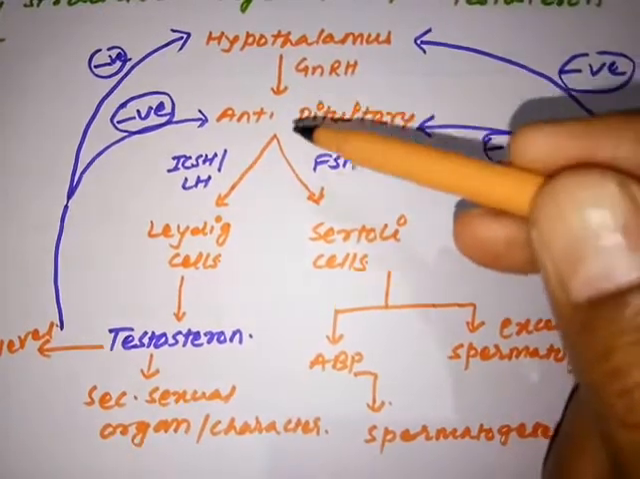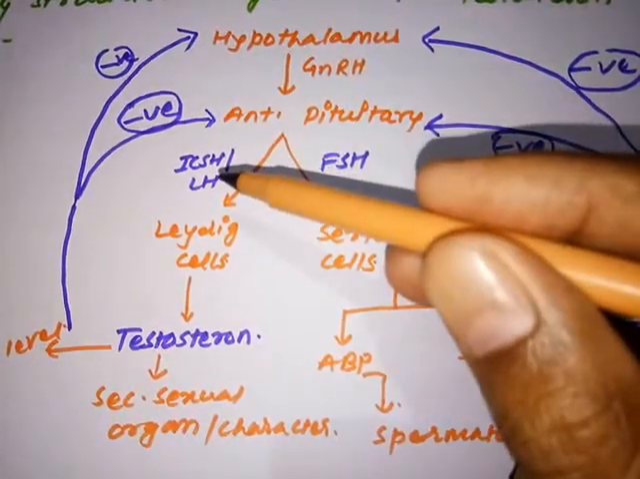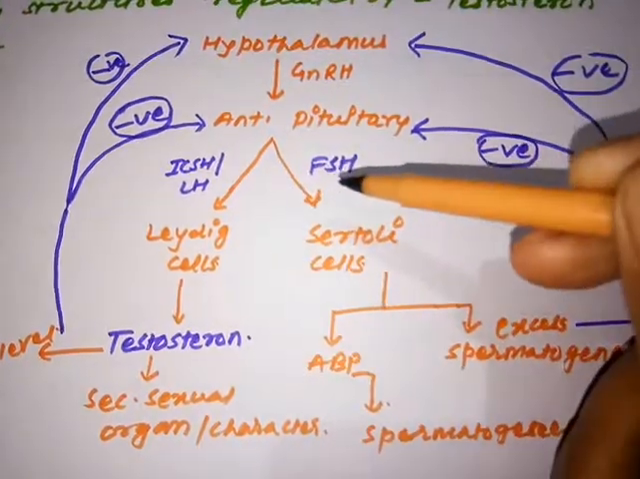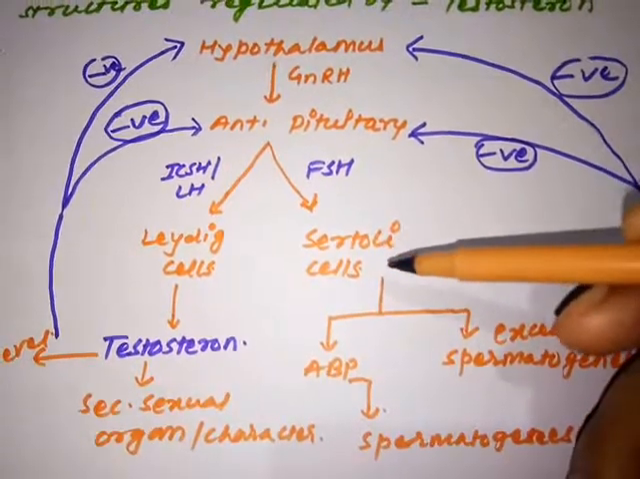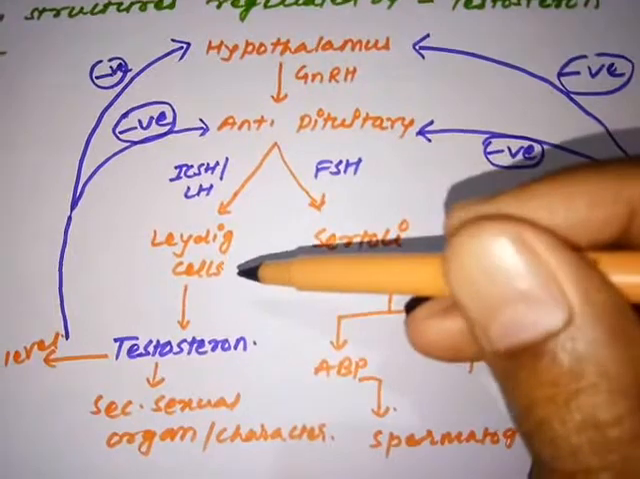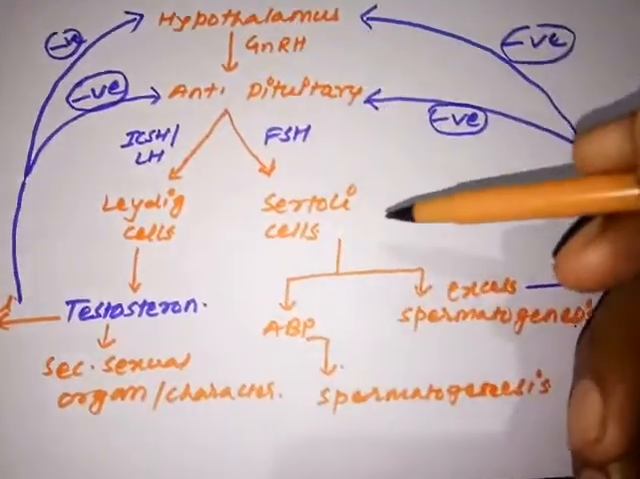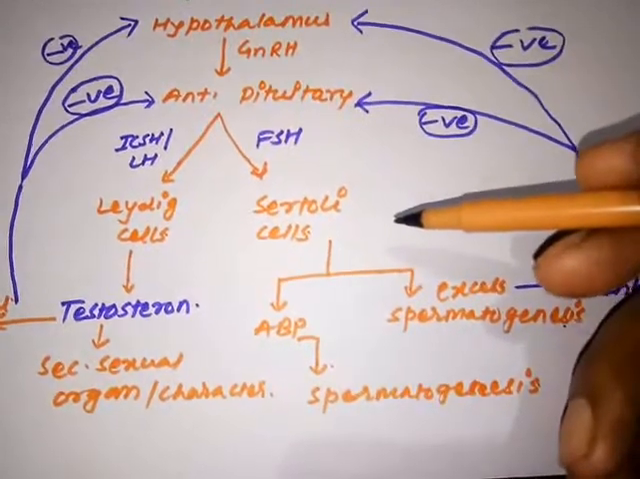Hypothalamus releases GnRH. Under the influence of GnRH, the anterior pituitary will release two hormones: one is ICSH, another one is FSH. FSH will work on the Sertoli cells and ICSH will work on the Leydig cells. So is it clear to you all? What will happen when FSH is working on the Sertoli cell? That is going to promote two types of processes.